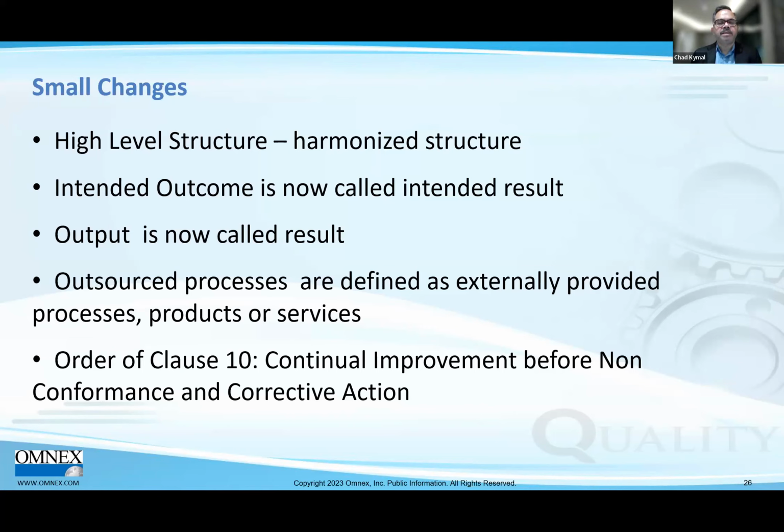Intended outcome is now called intended result. Same thing, but they've changed the wording. Output is now called result. And outsourced processes are defined as externally provided processes, products, or services. That already had been applied in ISO 9001. ISO 14001 is applying it.